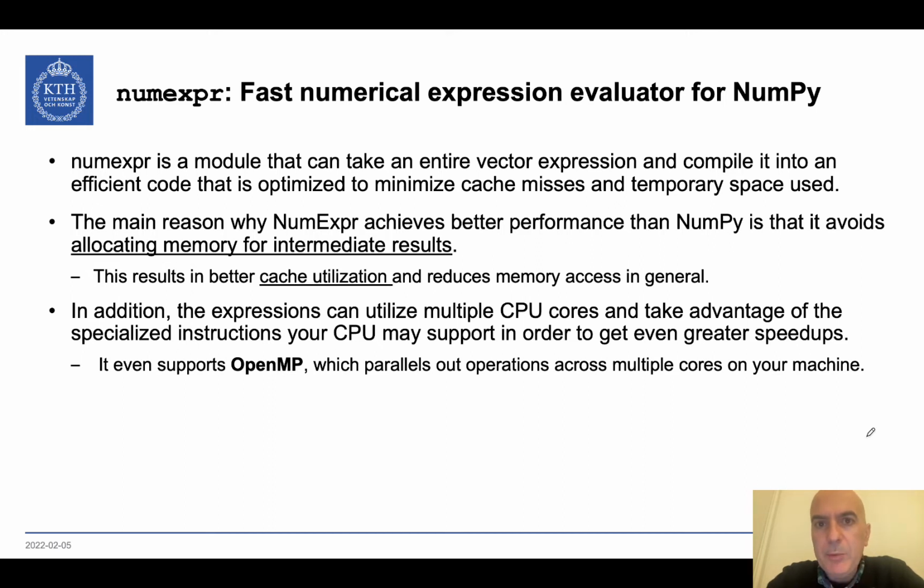If we use numexpr, we can use all cores available on our processor and take advantage of specialized instructions our CPU might support in order to get even greater speedup. It also supports OpenMP, which is a programming approach in the compiler for C and Fortran that allows us to make code multi-threaded and use a multi-core architecture. OpenMP parallelizes some expressions, typically loops.